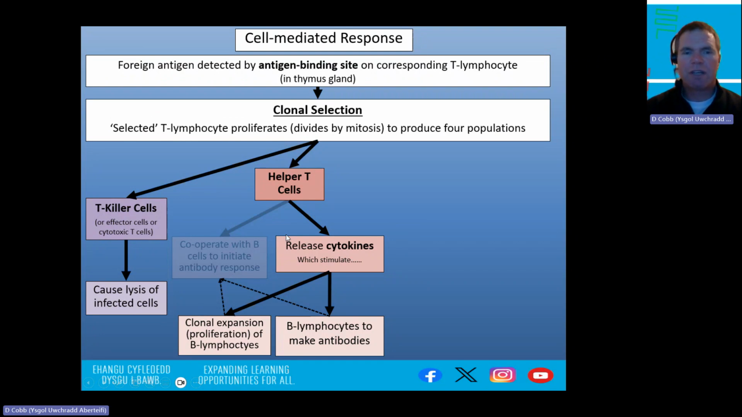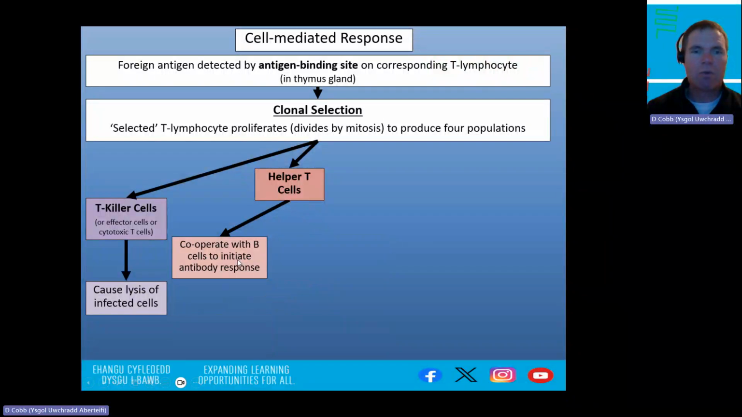Well, these two things I've now said, they stimulate clonal expansion of the B lymphocytes, and they stimulate the B lymphocytes to make antibodies. They enhance that. That really explains that first point, they cooperate with B lymphocytes. So that's why I've shaded that out on this slide, because if I just take that back a little bit, there's nothing wrong with that. They cooperate with the B lymphocytes to initiate their antibody response. And now I say, okay, let's give detail on that.